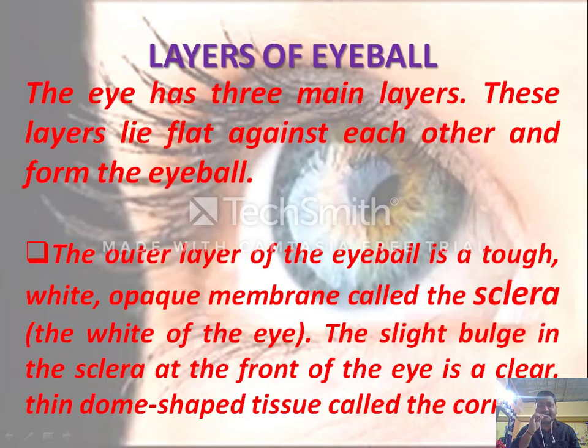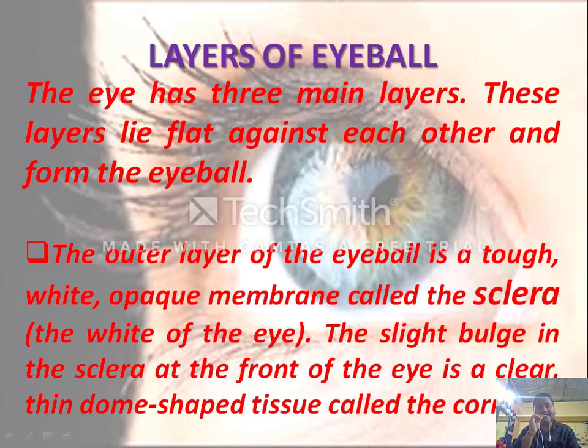So what are these layers? We have to study these layers also. The eye has three main layers. These layers lie flat against each other and form the eyeball. The outermost layer of the eyeball is a tough white opaque membrane called the sclera. This is the white part of the eye.